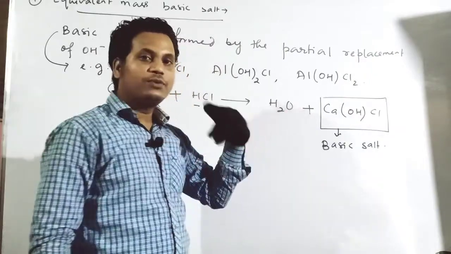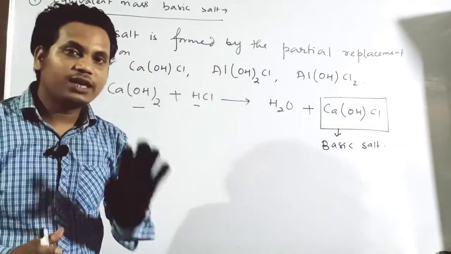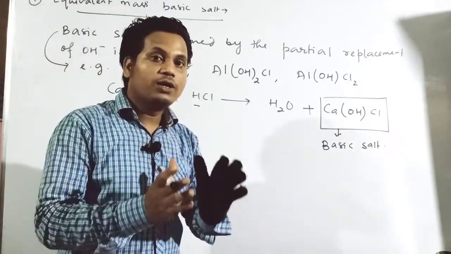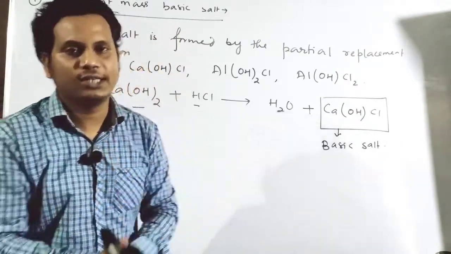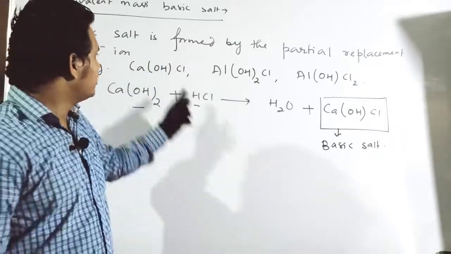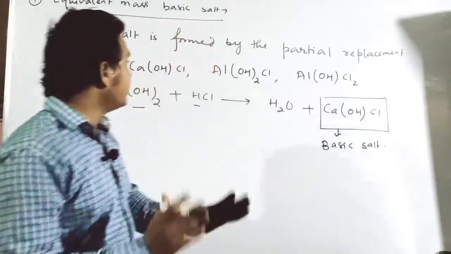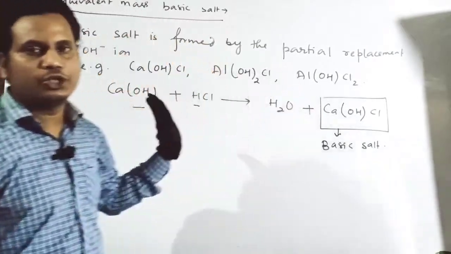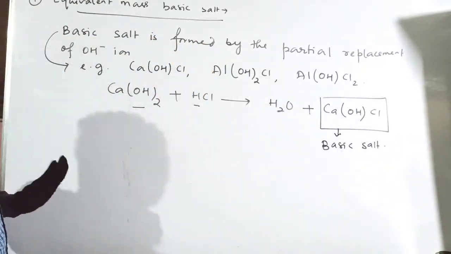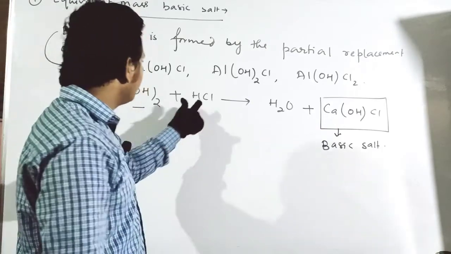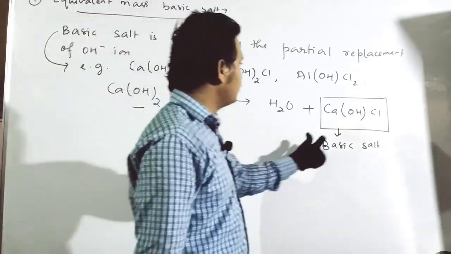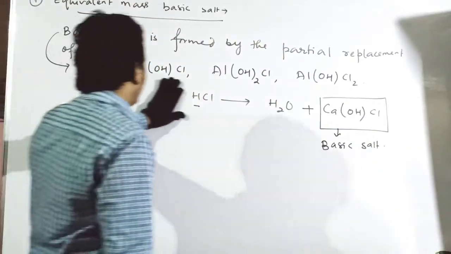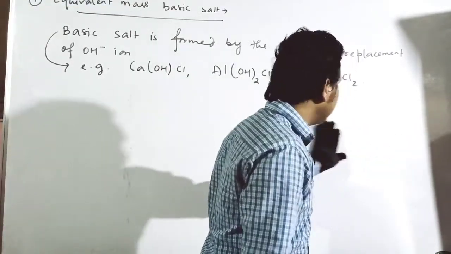In the same way, we have discussed that a salt having H plus ion, with partial replacement, has the option to donate H plus, so it is an acidic salt. This salt has the option that they can replace their hydroxyl ion, they still have the option. So they are called basic salts. How are they formed? By partial replacement of base.